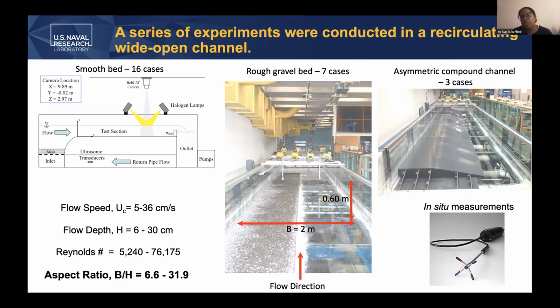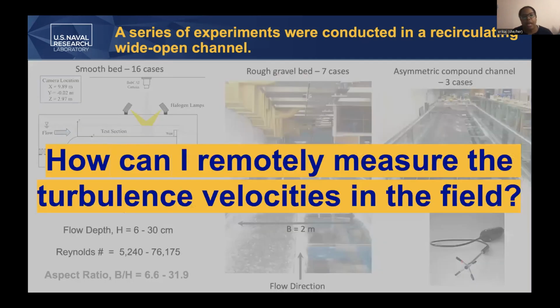However, if I want to start applying some of the techniques I've developed in a field type setting, I need a robust method of measuring turbulence velocities in the field. And this has been the focus of my research program currently.